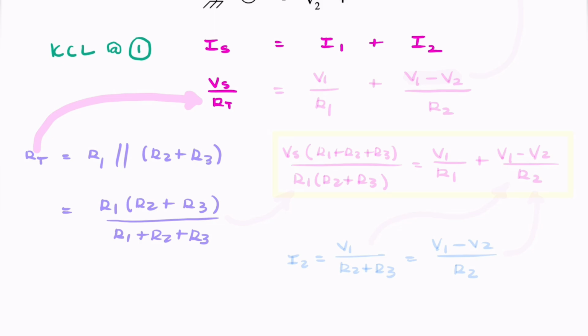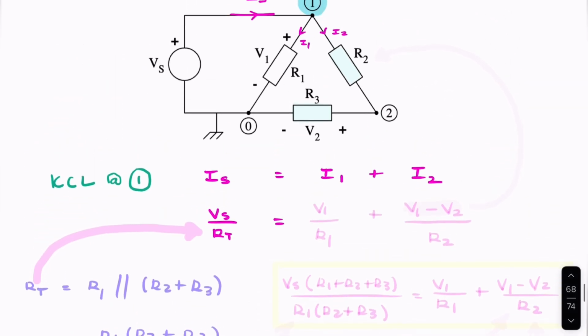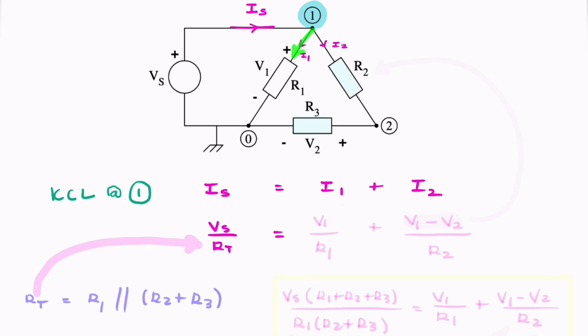And now we can move on and find I1 and I2. So I1 is the current passing through R1, which is the potential V1 divided by R1. So I can simply say V1 divided by R1. And I2 is also V1 divided by R2 plus R3, because they're in series.